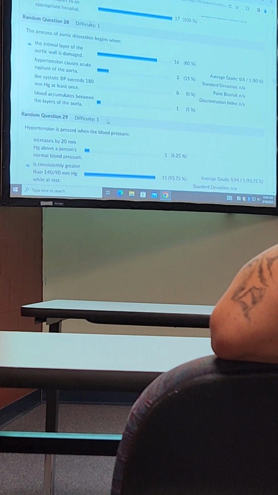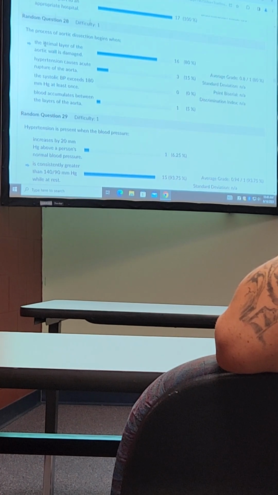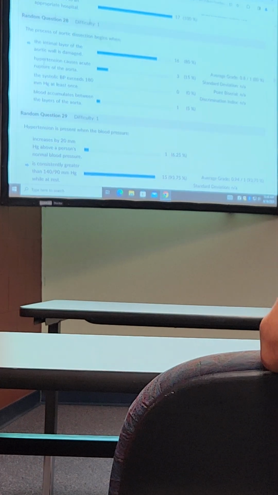Dissection literally means the tearing of the inner layers. Right, that's why I put rupture, which is the tearing. But hypertension causing a rupture is not how this begins. It begins when that inner layer tears. This could be from an aneurysm. They are similar, but they are not the same. Blood accumulates between the layers. Yes, that is getting worse, but it didn't begin with that. It begins when the layer gets torn.